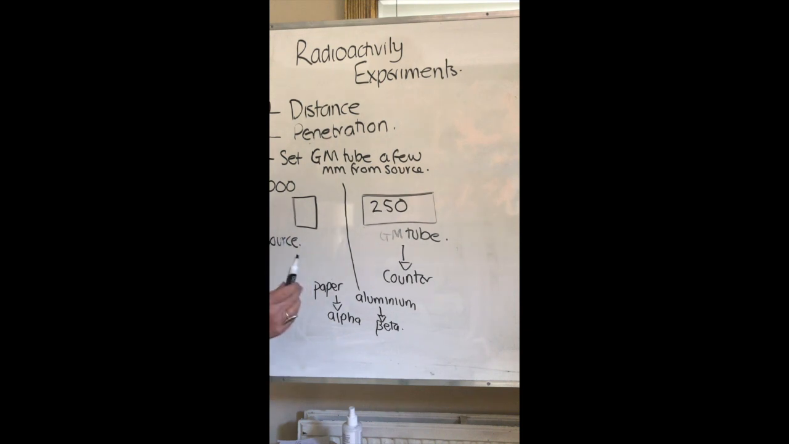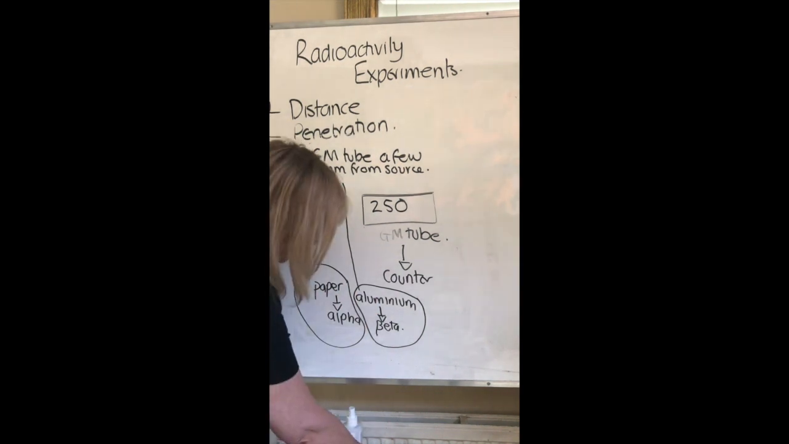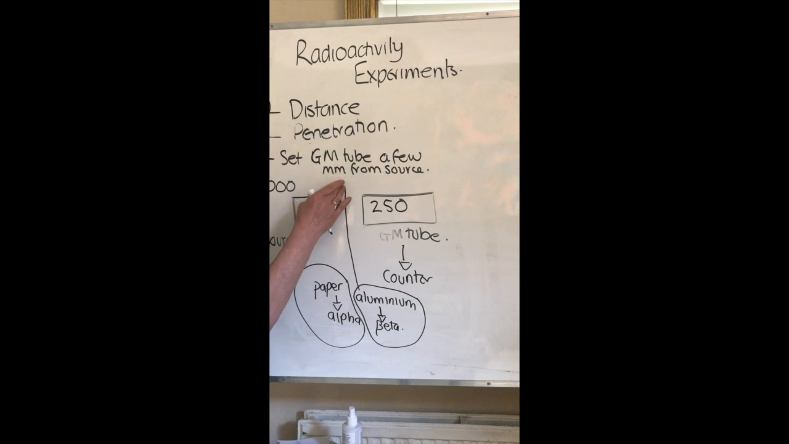But the important thing here is that alpha is stopped by paper, beta is stopped by aluminium, and the last one, lead: if we put a lead absorber in there, that's what's needed to stop gamma, and it's often thick lead. So here we've got our thick lead, and that is going to stop gamma.